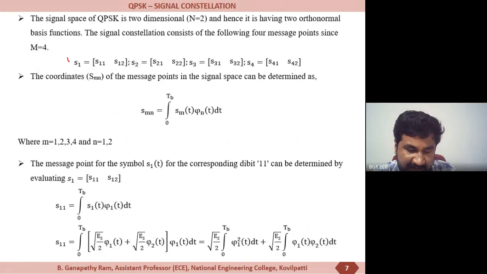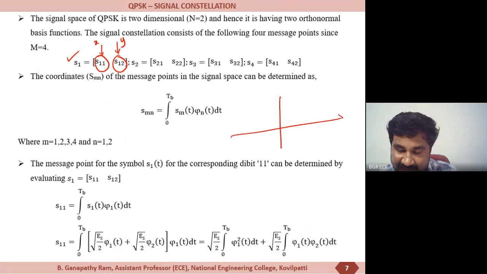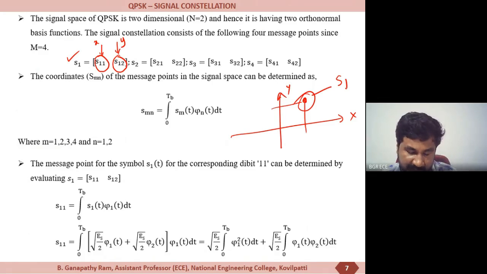Let us find the message point S1, which is constituted by the x-axis coordinate S11 and which intersects with the y-axis coordinate S12. This is the x-axis coordinate point, this is the y-axis coordinate point, and they intersect. And in the xy Cartesian graph, we will have a particular location which is represented by a coordinate, which is called the message point S1.